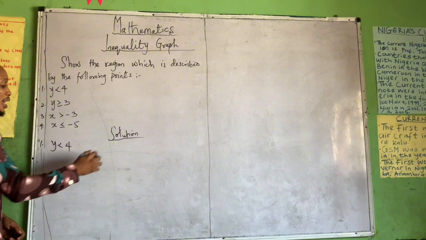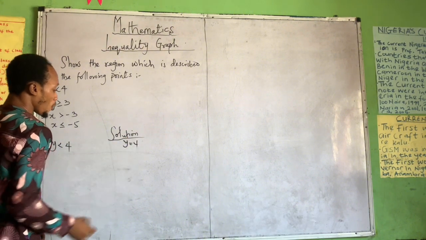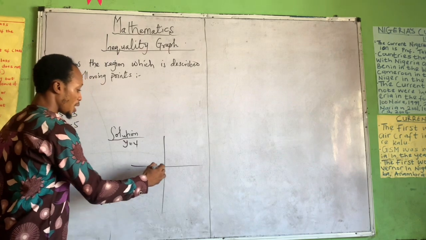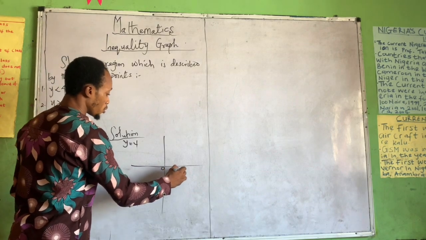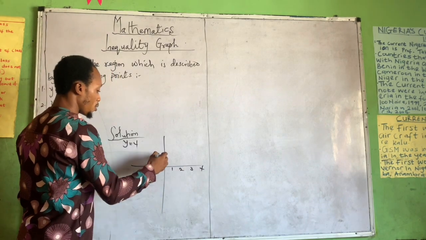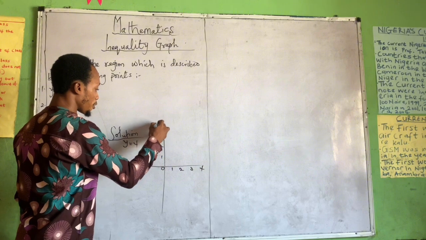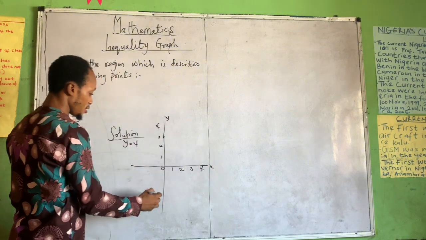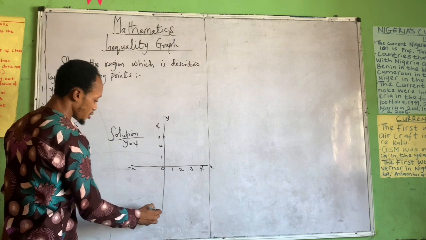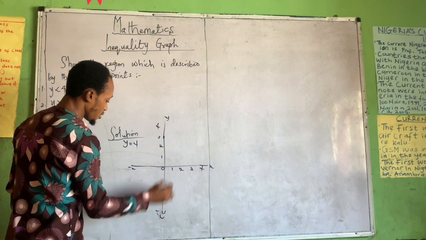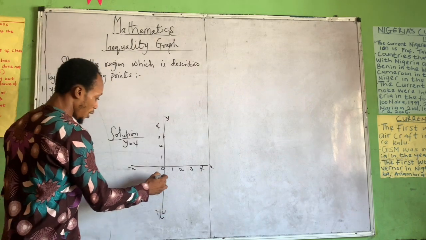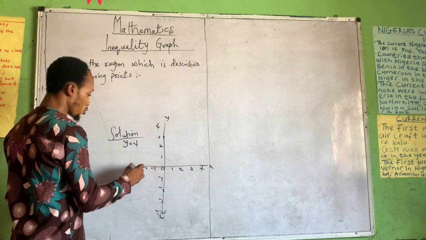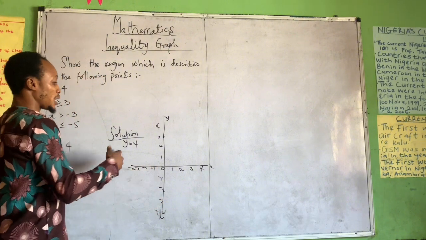So in your straight line graph, if you have y equals 4, how do we plot it? Let's say this is your graph, and you have 0, 1, 2, 3, and 4. This is your y-axis, and this is your x-axis. This is your negative x, and this is your negative y. So of course you have -1, -2, -3, and so on. It now depends on the scale.